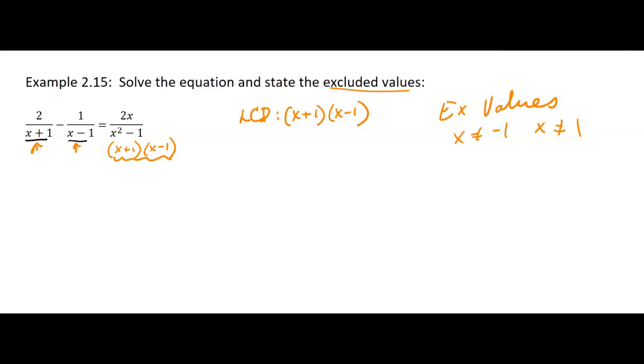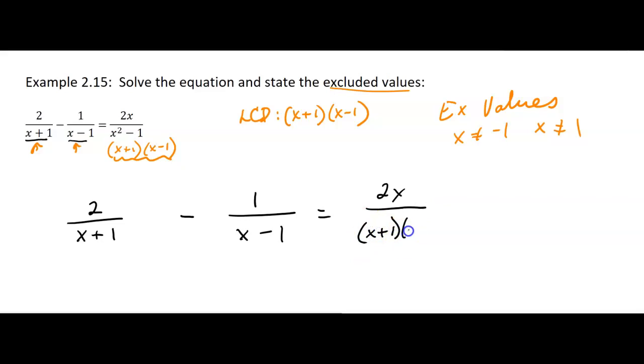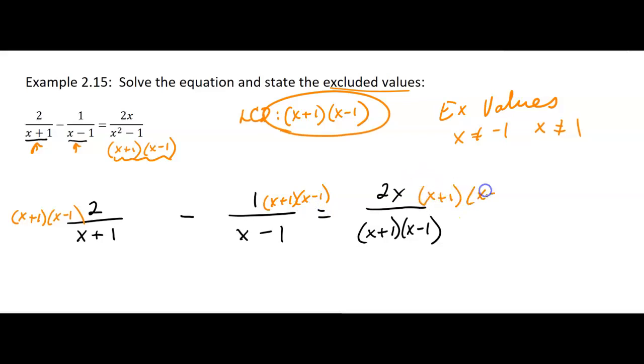Okay, so I'm going to rewrite this problem. I'm going to try to leave a lot of space. Maybe too much space. And it doesn't really matter if you put what you're multiplying on the left or the right. You do whatever works easiest for you. Okay, so here's my LCD. This gets multiplied by x plus 1, x minus 1. This gets multiplied by x plus 1, x minus 1. I'll squeeze it in on the right there. And this gets multiplied by x plus 1, x minus 1.